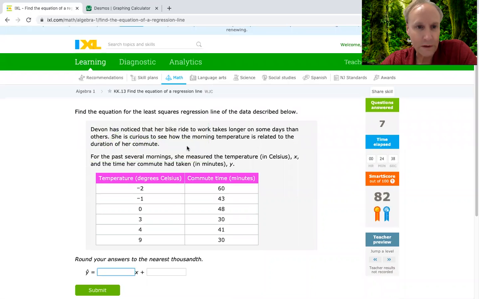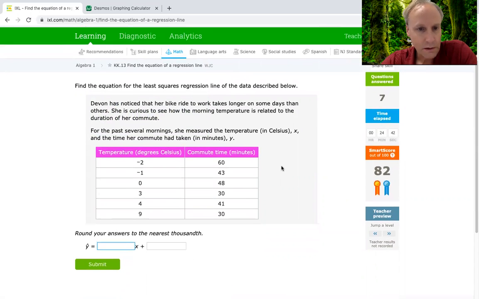Bike ride to work takes longer some days than others. Temperature. The low temperature seems to take longer. Interesting. Higher temperature seems to be shorter. So there seems to be a negative correlation. As the temperature goes up, the bike ride commute goes down, which seems odd to me. If it were colder, I would be riding faster, I think. But it could have something to do with the fact that there may be snow on the ground and so on. Anyway, here it is.